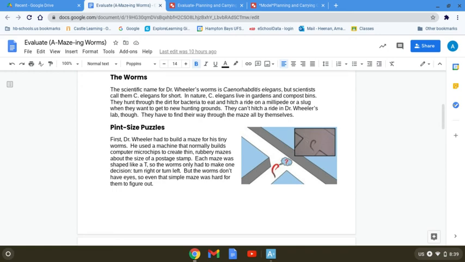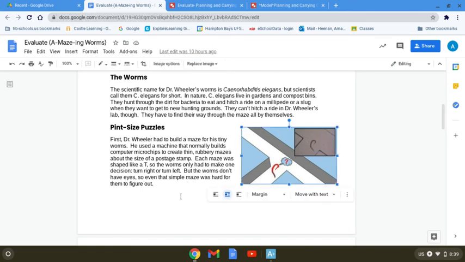Pint-sized puzzles. First, Dr. Wheeler had to build a maze for his tiny worms. He used a machine that normally builds computer microchips to create thin, rubbery mazes about the size of a postage stamp. Each maze was shaped like a T, so the worms only had to make one decision: turn right or turn left. But the worms don't have eyes, so even the simple maze was hard for them to figure out.